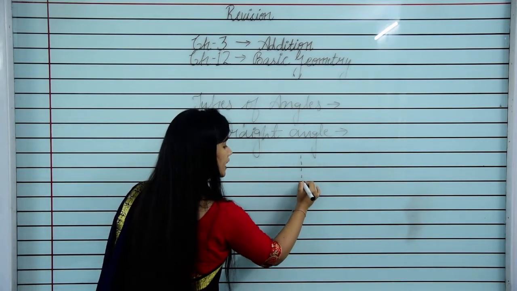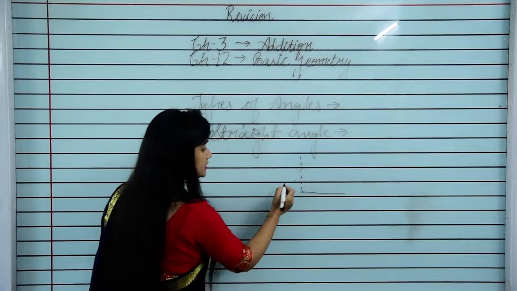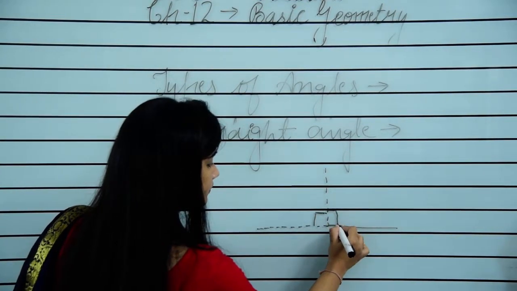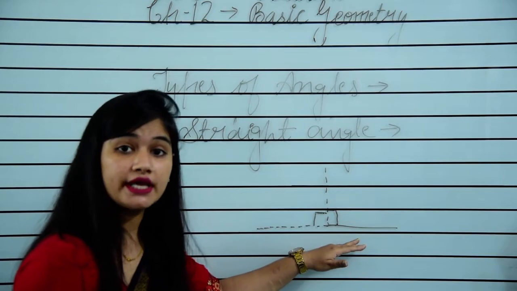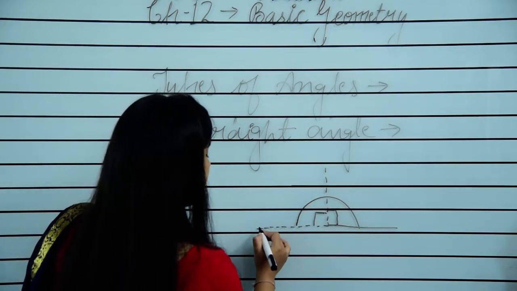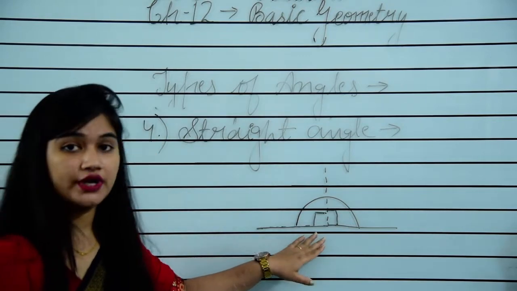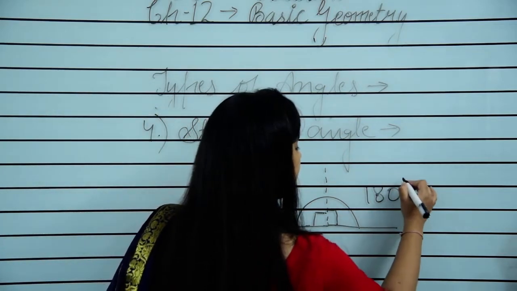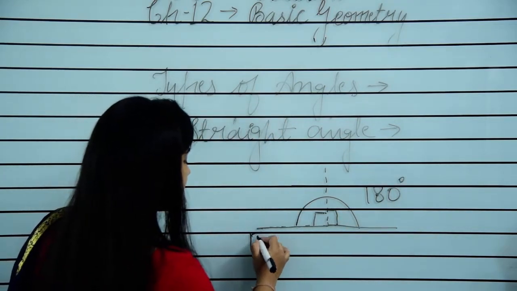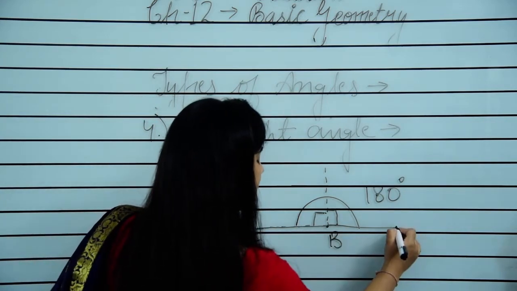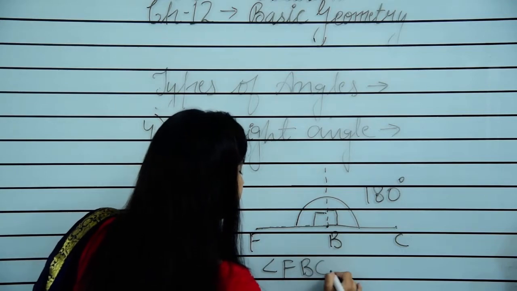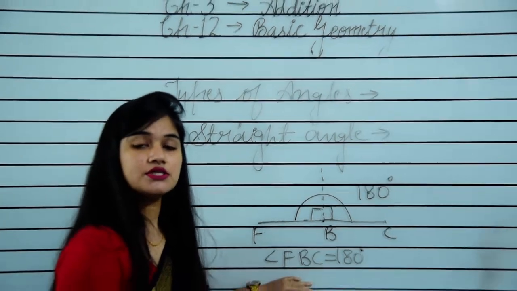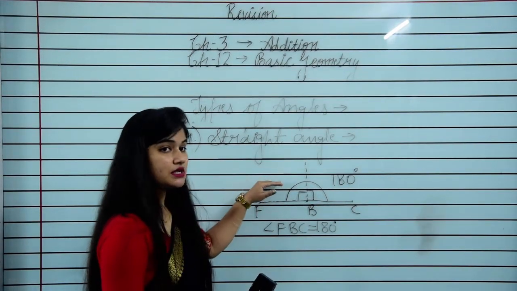If we join two right angles, this is a right angle, students, and this is also a right angle. If we join two right angles, we can form an angle which is of 180 degree, and this angle is called a straight angle. This is a straight angle which is of 180 degree. It means we can say angle FBC is equal to 180 degree, and this angle is a straight angle. Understood students? This is a straight angle.